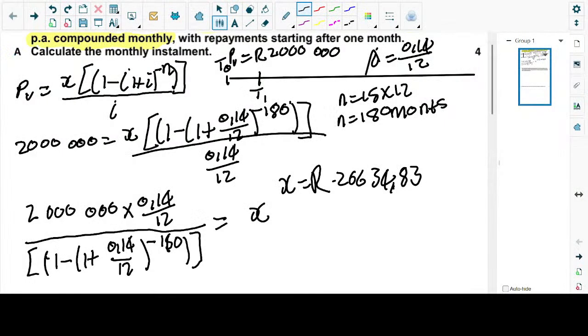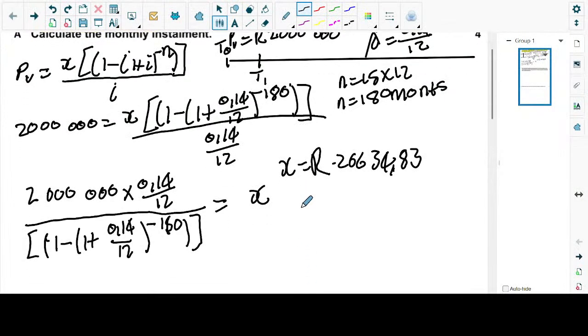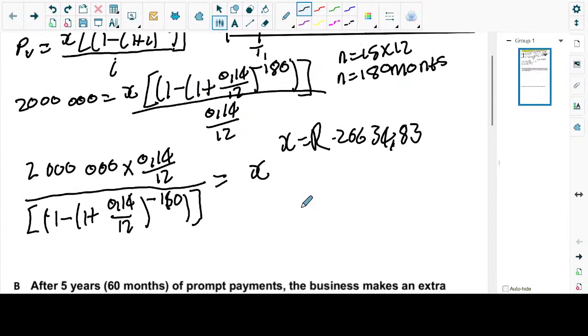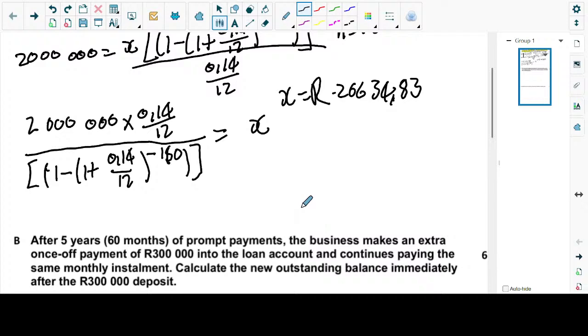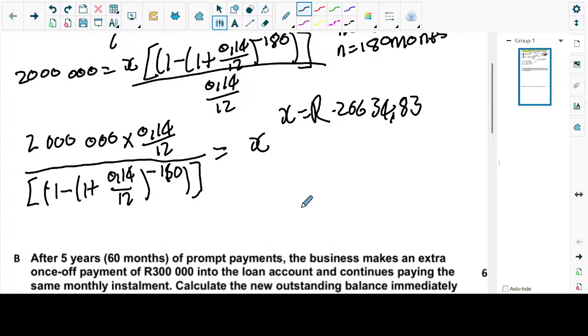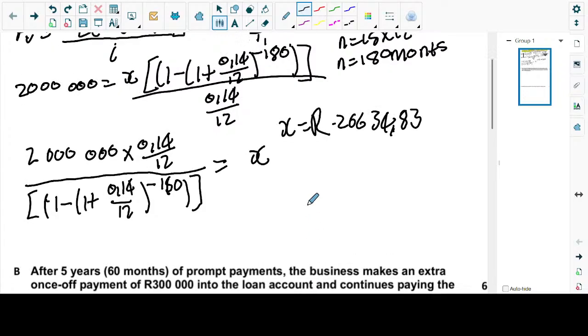Before we go to number B, let's highlight something so that we understand it. This business borrowed how much? The business borrowed 2 million. That's very important. It's much, but it's not that much. It's 2 million.